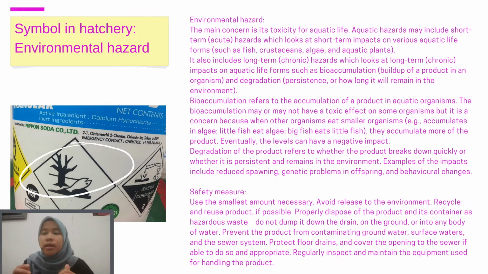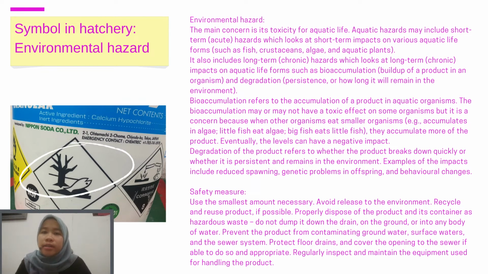So next, the symbol of environmental hazard in the hatchery. I found this symbol on some bottles in the hatchery. The symbol has a fish, a tree, and also a river. That means the symbol shows an environmental hazard. The main concern is toxicity for aquatic life.